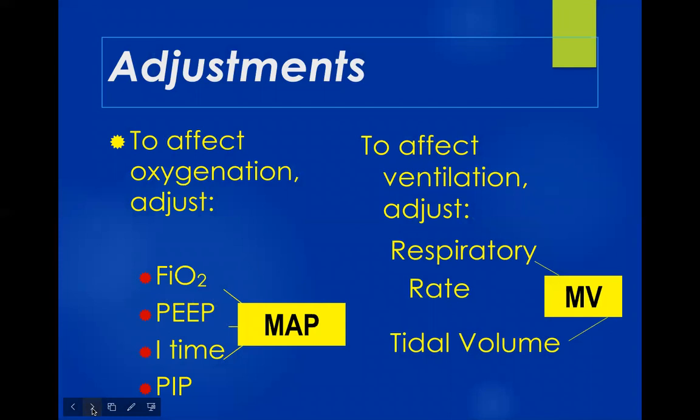So some adjustments. If we want to adjust oxygenation on the ventilator, the big thing we're going to look at is your mean airway pressure. And these four things, your FiO2, your PEEP, your I time, and your PIP, are all going to influence your mean airway pressure. So those are all things that we look at if we're having a problem oxygenating the patient. If I want to adjust ventilation, we're going to look at your respiratory rate and your tidal volume.